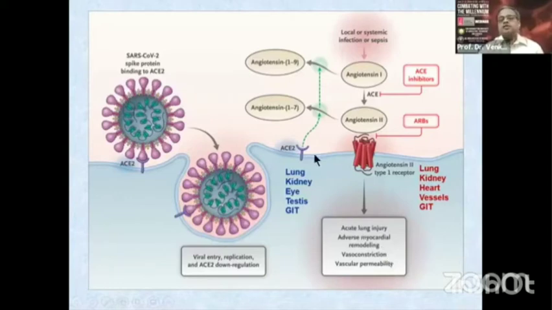Now, the ACE2 or the angiotensin converting enzyme 2, which is the one to which this virus binds, this has a protective effect. It converts the angiotensin 2 into angiotensin 1,7, which has beneficial effects. Now, the distribution of both ACE2, which is the viral receptor, and the angiotensin 2 receptor to some extent overlap, being present in the lung, kidney mostly.